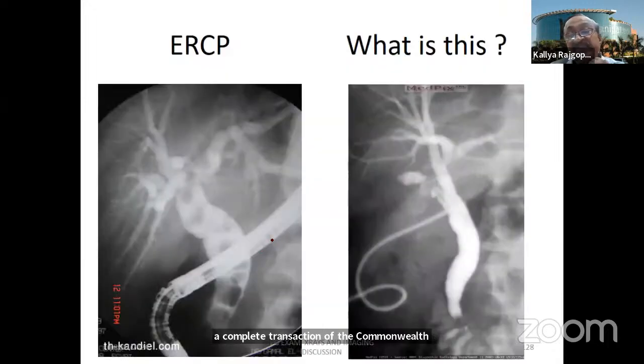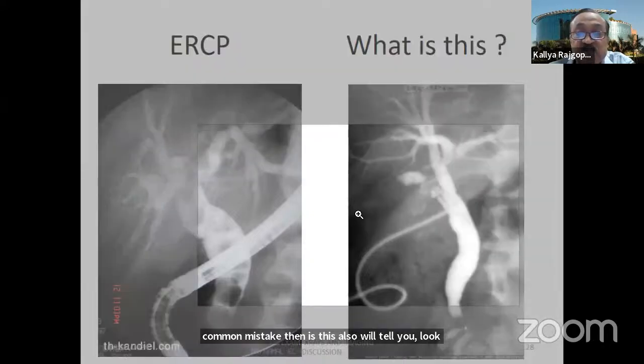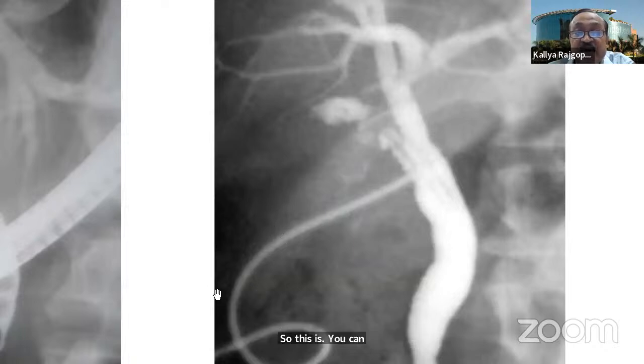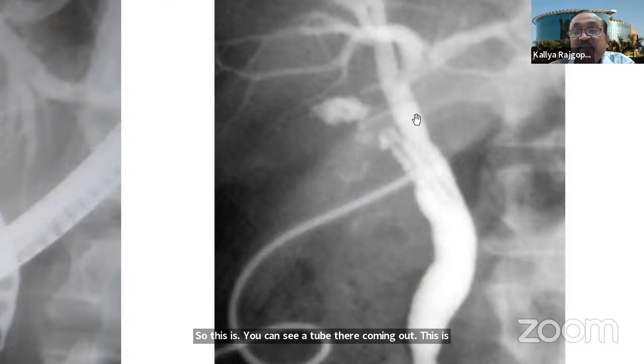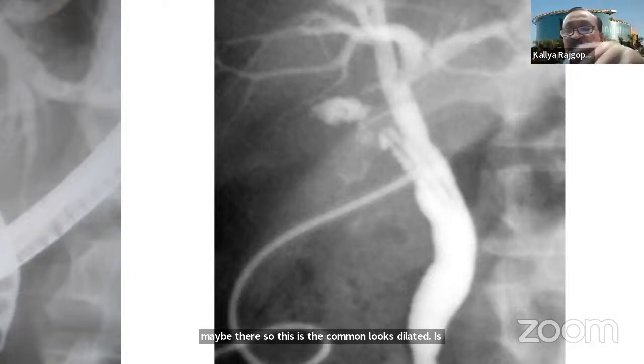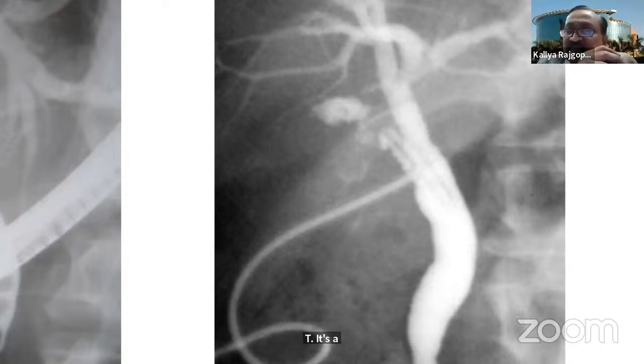Suddenly, when you are shown this picture, one of the common mistakes done is that you will also tell ERCP. Look carefully, this has already been shown to you, but now look at this picture. You can see a tube coming out there. This is a T tube. There's no gallbladder, a little bit of bile leak may be there. So this is the common bile duct, looks dilated. This is a T tube cholangiogram. It's one of the questions which are commonly asked.